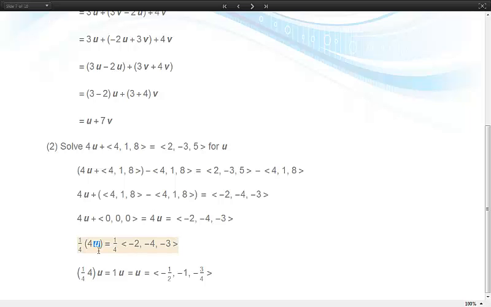And so now I'm multiplying by 1/4 on both sides. But what's 1/4 times 4? It's 1. So I have 1u, or u, on the left side. And what's 1/4 times this vector? I can distribute the 1/4. It's scalar times vector. So I get elements minus 1/2, minus 1, and minus 3/4.